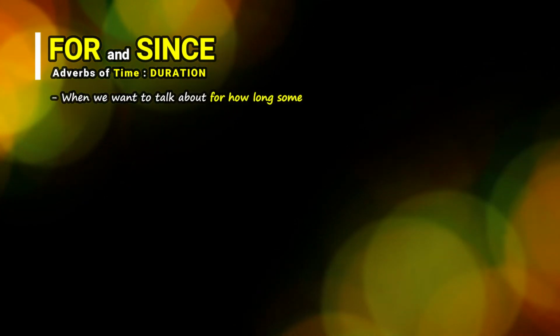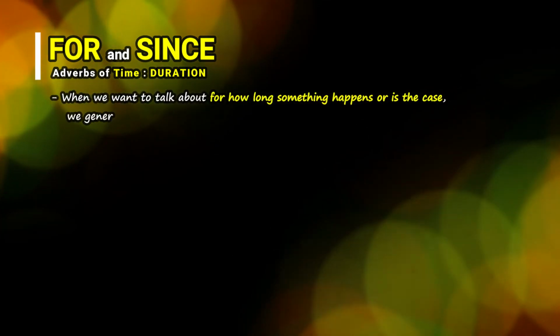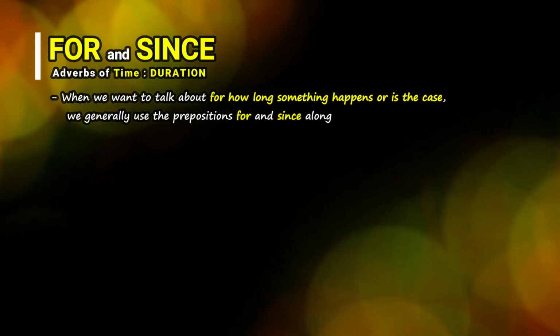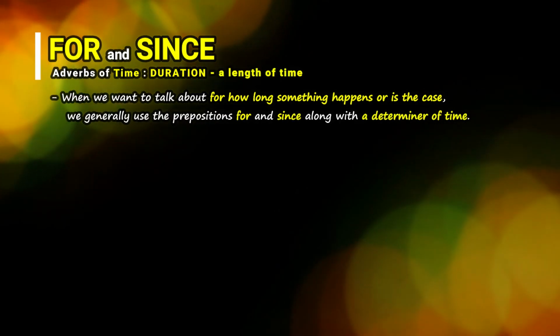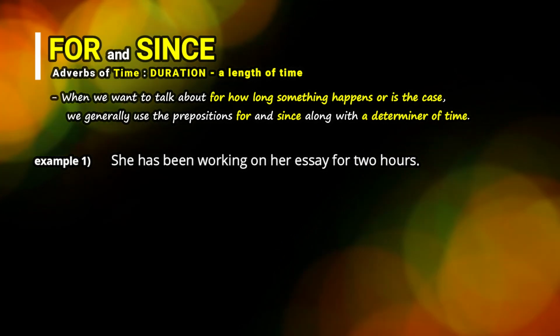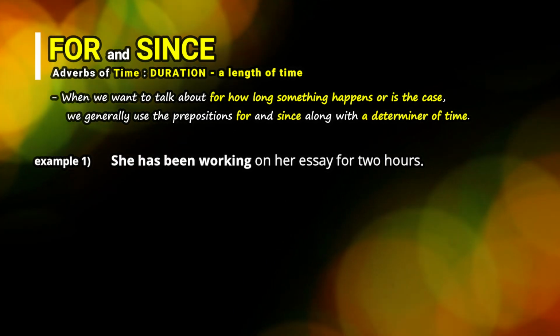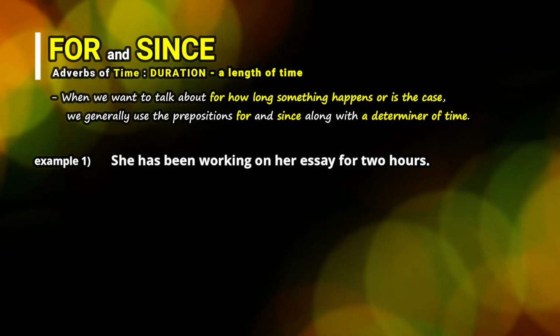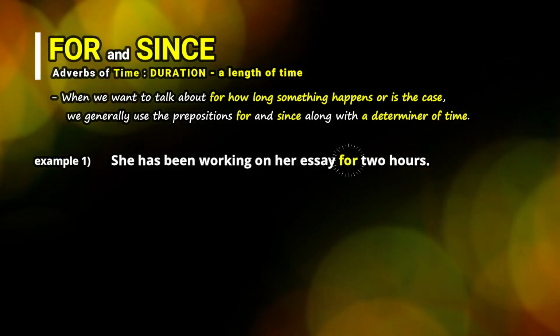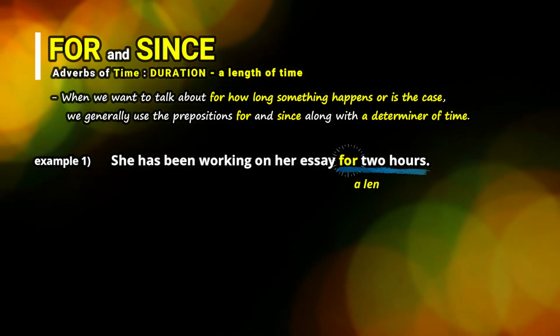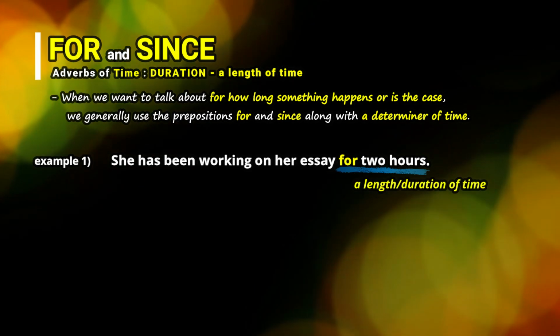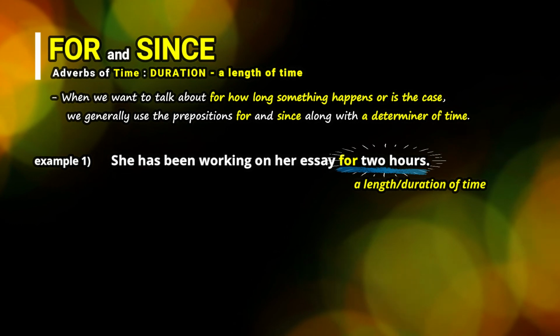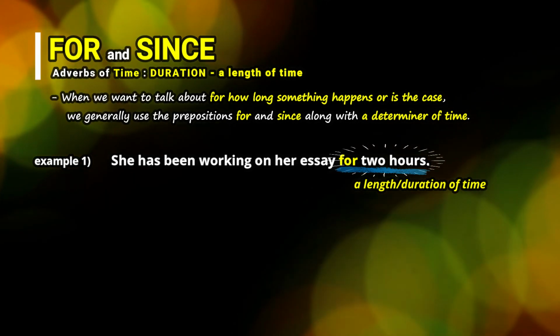Now we're going to look at for and since, and these two adverbs of time are used for duration. This duration is what we've been talking about, right? It's the length of time. In our example, she has been working on her essay for 2 hours. Now, when we use for, we use it with a word or words that specify a length of time, the duration of time. It's for 2 hours.